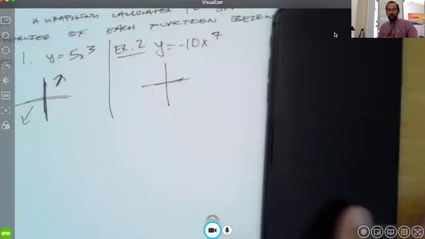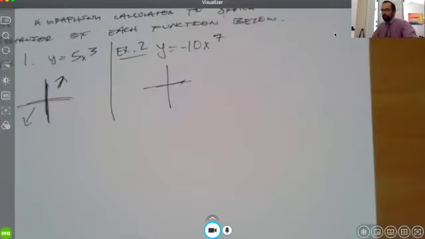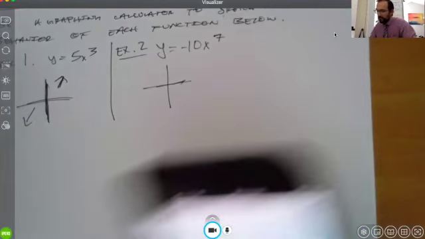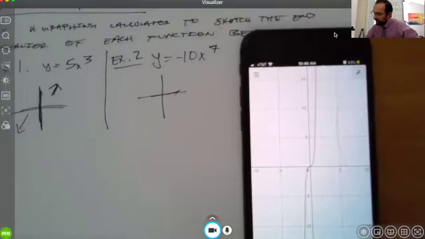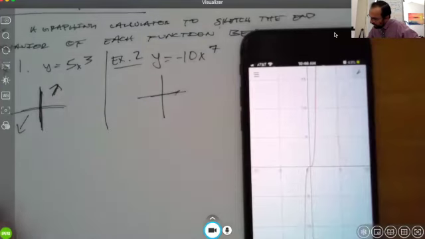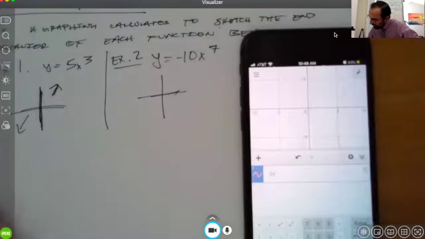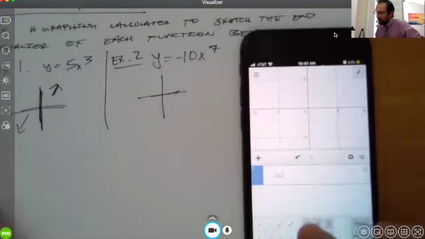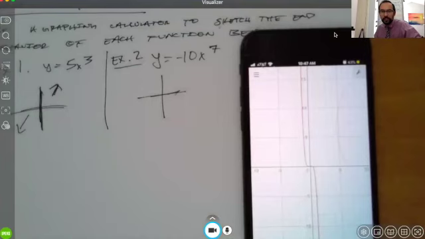So let's go ahead and move on to our next example. I have negative 10x to the 7th. I'm going to go back and erase what I have here and plug in negative 10x to the 7th. So what do I notice here? Well, it's not the same as the previous one. It looks like it's almost inverted.